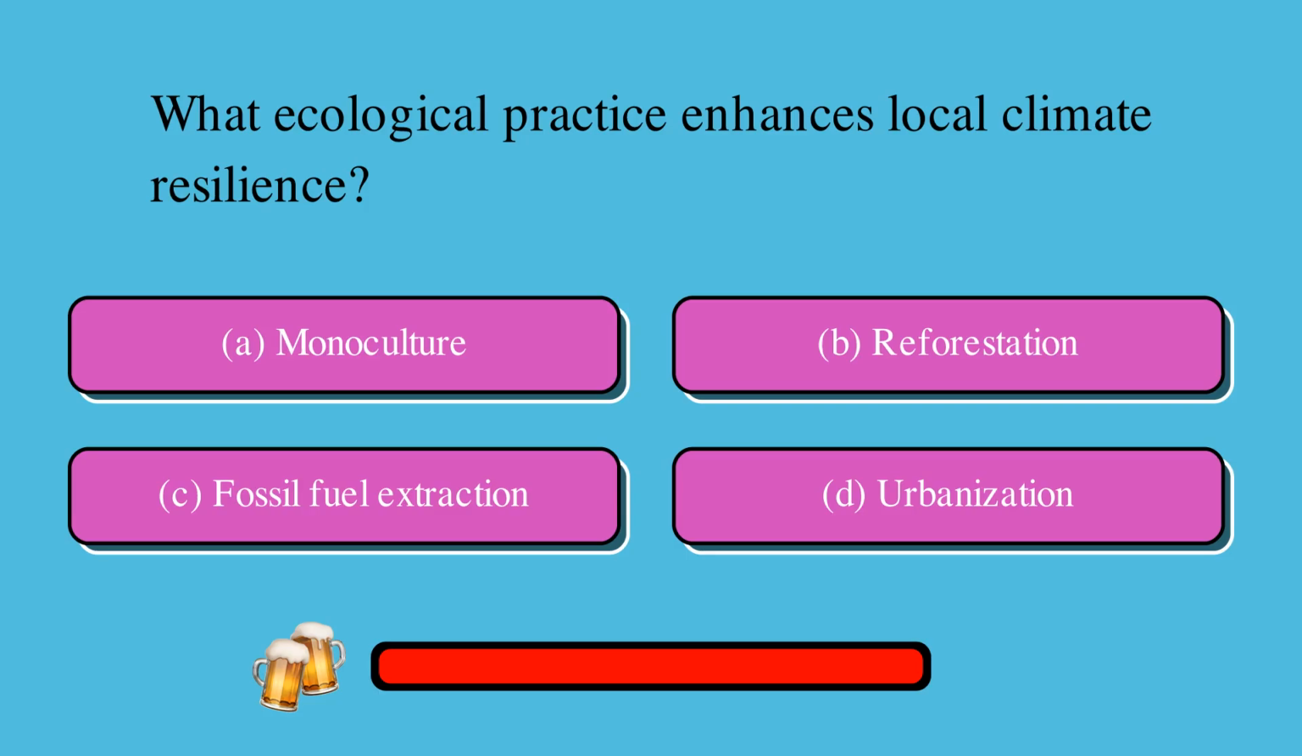What ecological practice enhances local climate resilience? Is it A, monoculture, B, reforestation, C, fossil fuel extraction, or D, urbanization? The correct answer is B, reforestation.